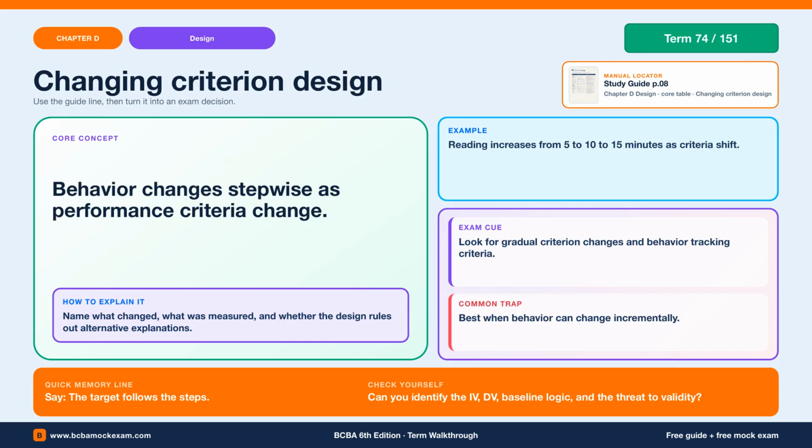Changing criterion design. Changing criterion design demonstrates control through stepwise changes in the performance criterion. For example, a goal changes from 5 minutes on task to 10 to 15, and behavior changes with each criterion. The exam cue is gradual criterion shifts. The trap is choosing it for behavior that should change immediately or cannot be shaped by steps. Memory line: behavior follows the moving criterion.